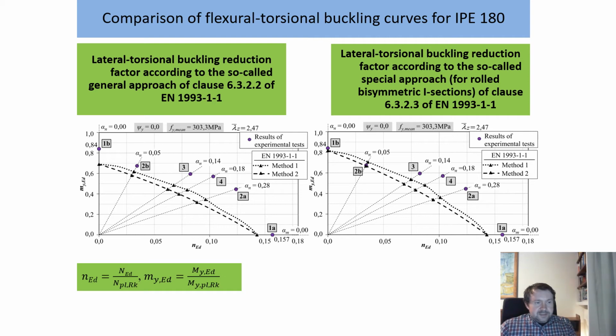We can see that Eurocode's analytical results obtained with use of the so-called general approach to calculate the lateral torsional buckling reduction factor are much more conservative than those obtained with the use of the special approach. And practically all results from Eurocode's interaction equations are below experimental results.